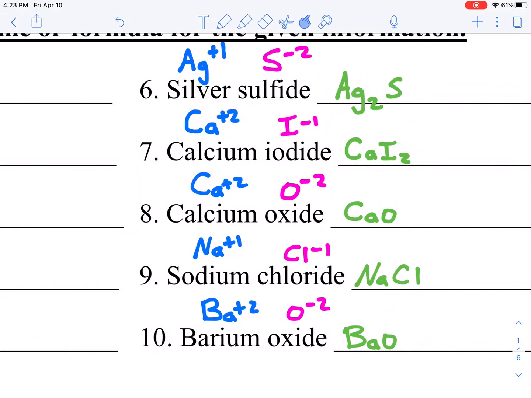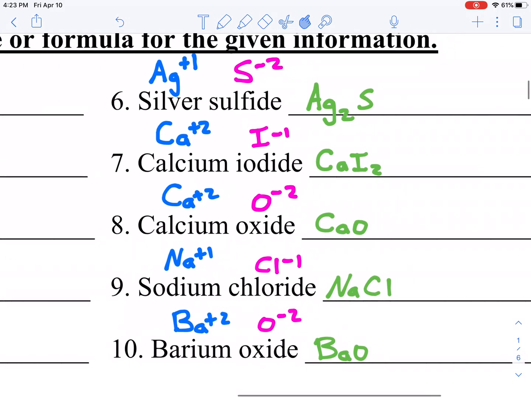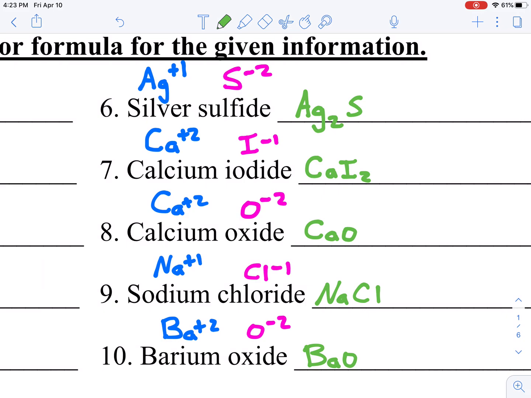Now, there's a little trick here that you can use if you so desire, that we didn't discuss just yet, but you can try it if you'd like. It's called the crisscross method, and you may have already picked up on what's going on here, but I'm going to draw this in red. So you can, if you'd like, figure out these formulas by simply crossing these charges.